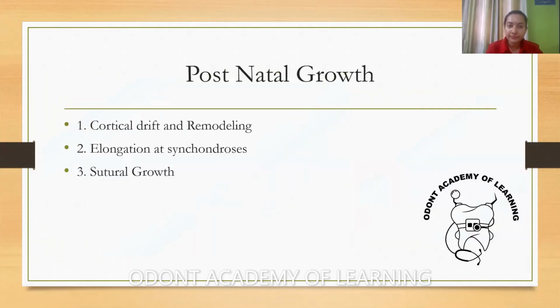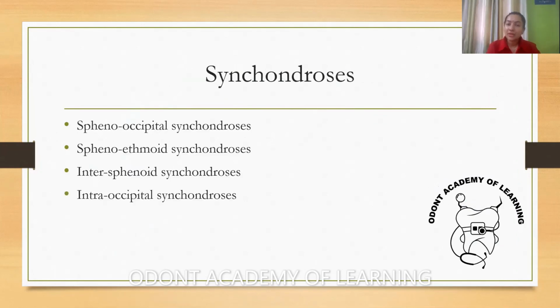Postnatal growth basically involves cortical drift, remodeling, elongation at synchondroses, and sutural growth. Cortical drift we all know. Remodeling we just did: deposition and resorption. Then elongation at synchondroses is very important. We have these 4 synchondroses which have to be remembered: the spheno-occipital synchondrosis, spheno-ethmoid synchondrosis, intersphenoid and intraoccipital synchondrosis. The growth which occurs at these synchondroses helps in changing the shape and size of the mandible.